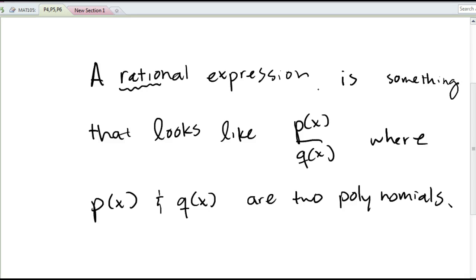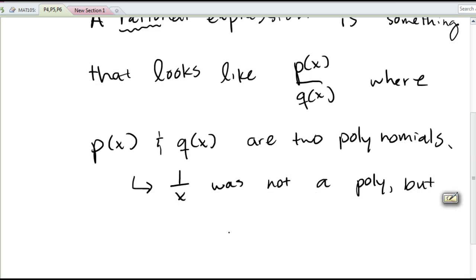So that's basically it. One fraction where the top and the bottom are both polynomials. And remember, for a polynomial, you're allowed to have basically any strings of whole numbers multiplied by variables raised to whole number powers. This does include some things, so notice 1 over x was not a polynomial, but it is a rational expression.